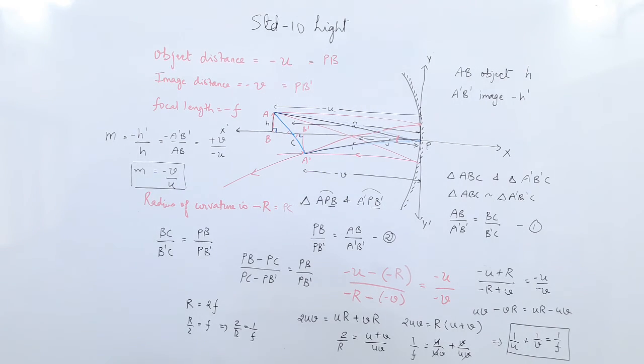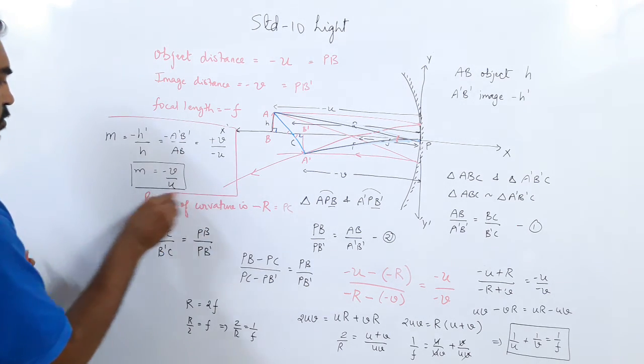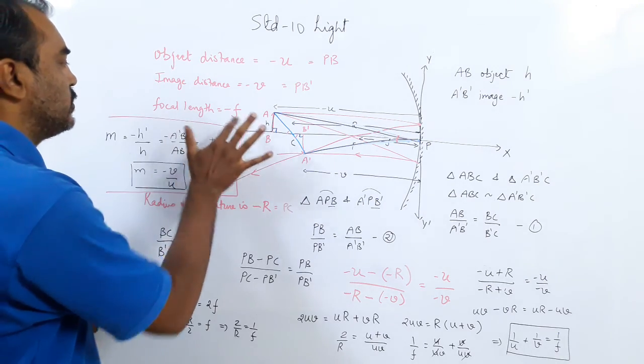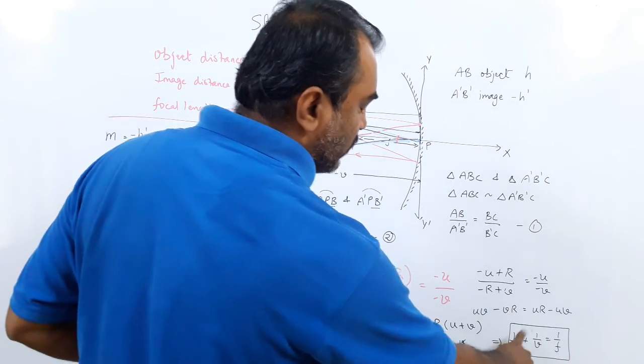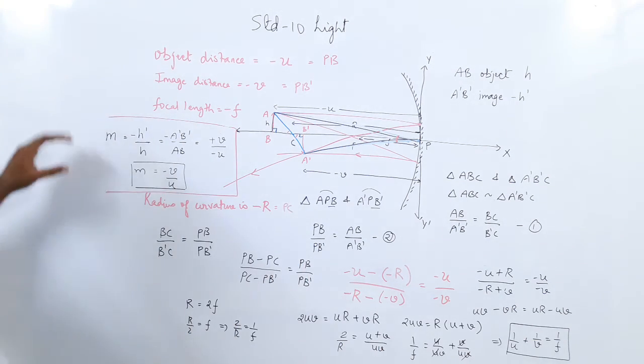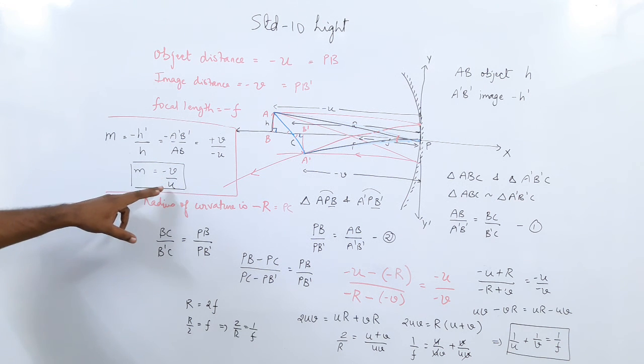So in the mirror formula we have done two things. One thing we saw was the mirror formula we derived last time, 1/u + 1/v = 1/f, and today we have seen the magnification. Magnification is minus v upon u.